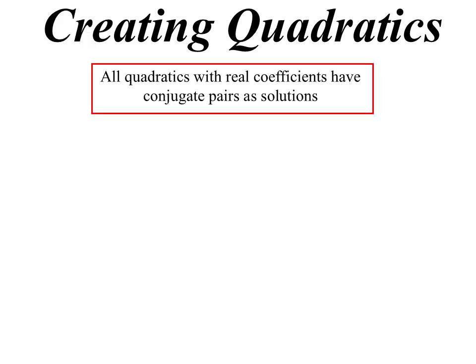So creating quadratics, here's a nice thing. Every quadratic, it's also true for all polynomials by the way, but every quadratic with real coefficients, solutions will appear in conjugate pairs, and that's because when we solve it we go plus or minus the square root. So we must get the conjugates. So let's just expand that out and have a look.